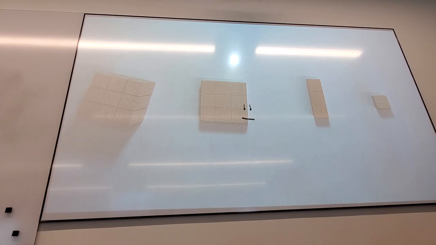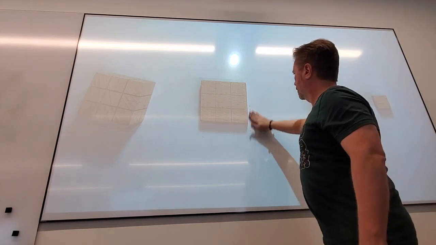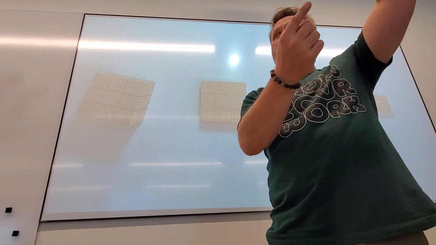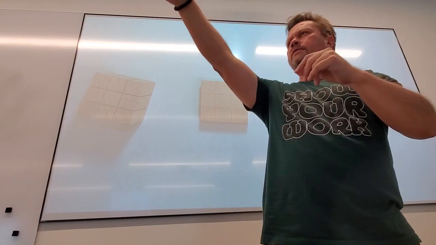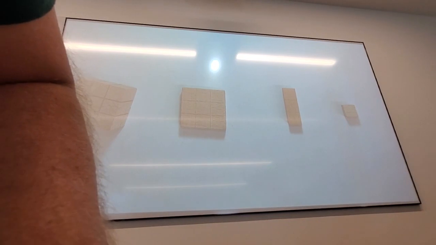You will have similar manipulatives, except of course yours are going to be based on base 10. Your longs are going to be 10 long, your flats are going to be 10 by 10, your cubes are going to be like, we're going to have a complete set. So maybe I'll pull them out here in a minute.